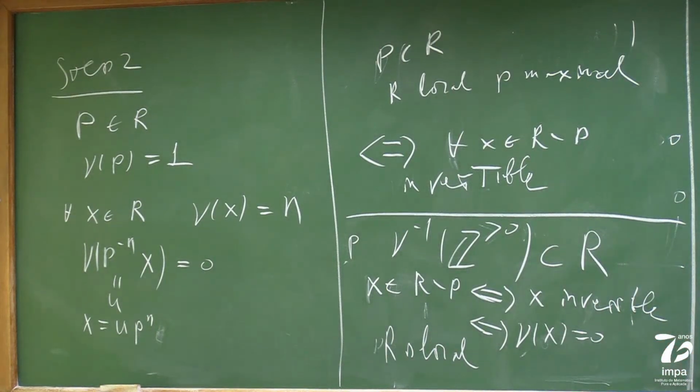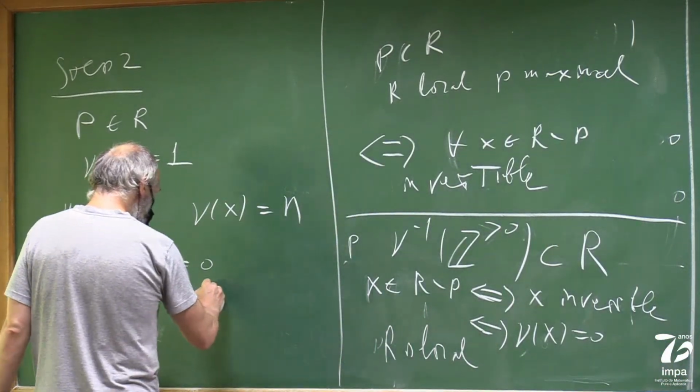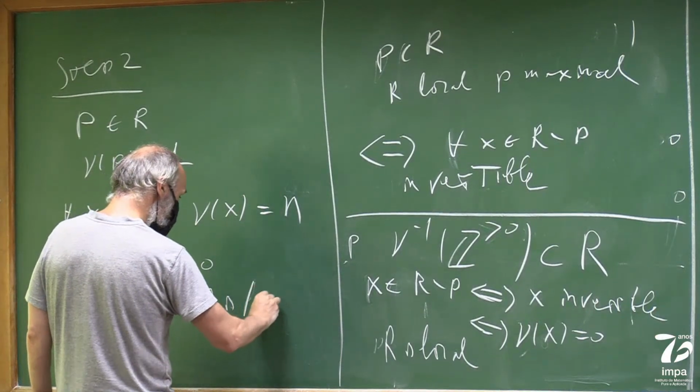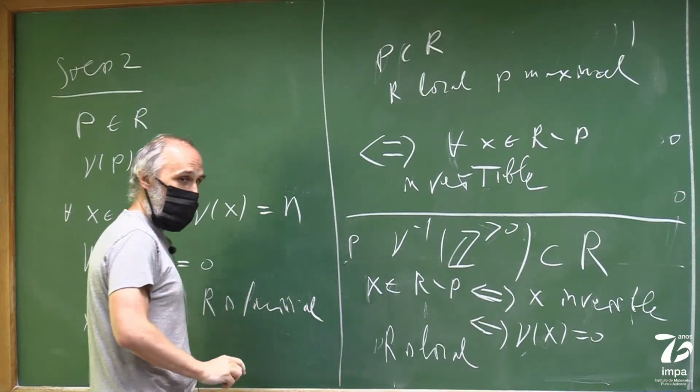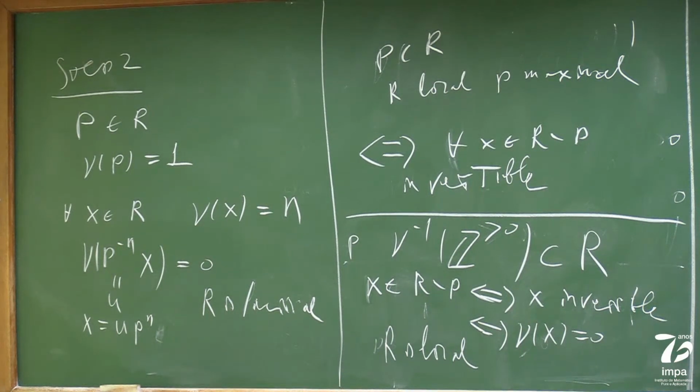So this means that every element is p to the n times an invertible element, and this is a factorial ring with a unique prime. Our ring R is factorial with a unique prime, which is okay. I mean, why do you need more primes than one? It's even better if you have just one prime. And this implies, in particular, that all ideals are principal.